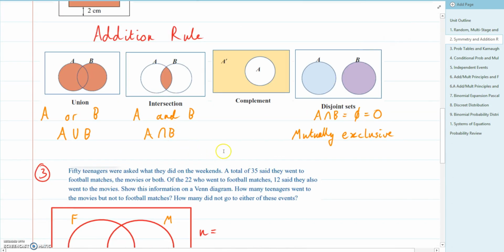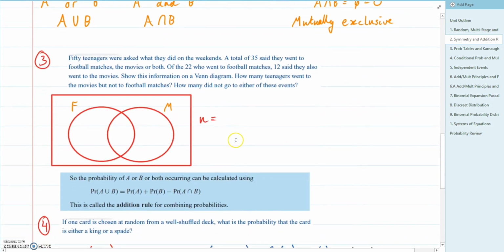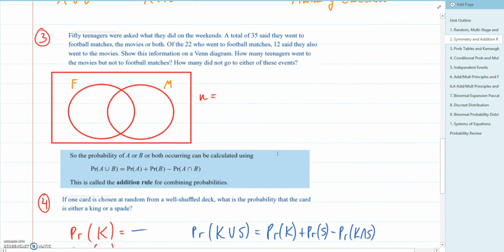So more importantly now, looking at the addition rule. Again, I won't go through all of these, but hopefully you've seen these Venn diagrams, just a bit more information for looking at these different problems. And actually I'll just do one quick Venn diagram question before we move on. 50 teenagers were asked what they did on the weekends. 35 said football matches, movies, or both. Of the 22 who went to football matches, 12 said they also went to movies.